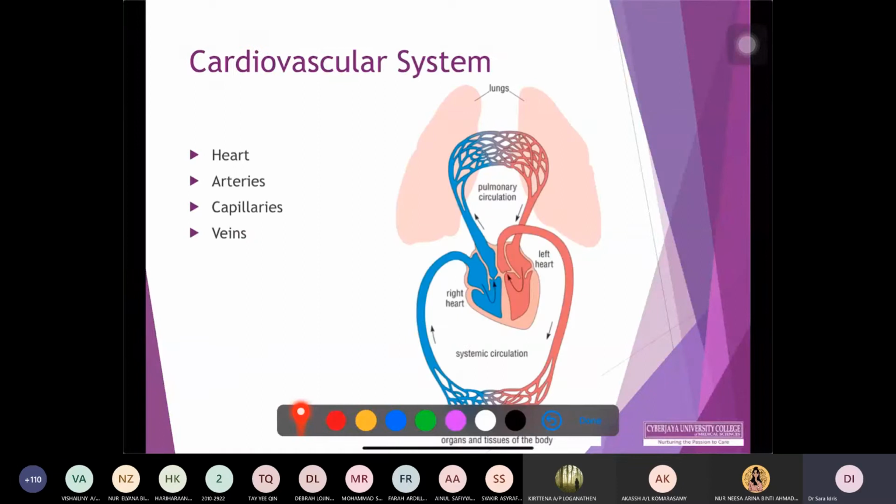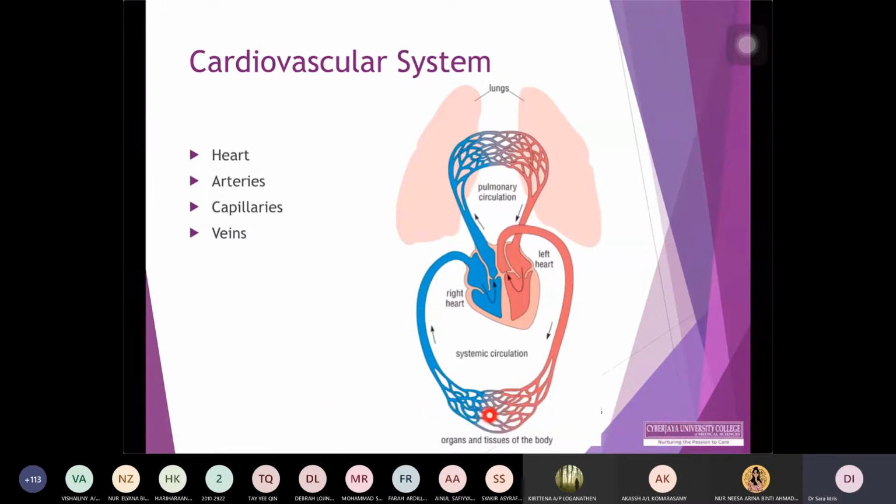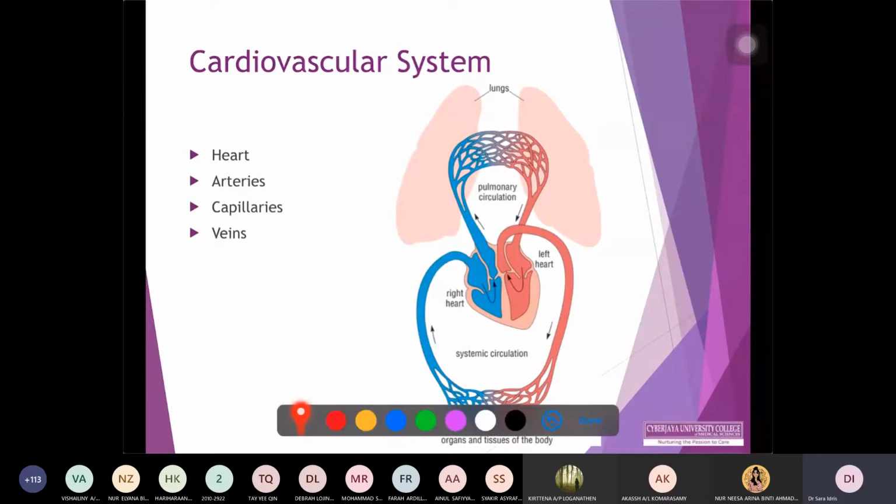For the cardiovascular system, I'm sure everyone knows you have the heart, which is the main pump of the cardiovascular system. And then transporting the blood from the heart will be the arteries. Arteries will go to provide oxygen and nutrients via the capillaries. And then capillaries will drain back into the veins, which will drain back into the heart, and then it will go round and round.